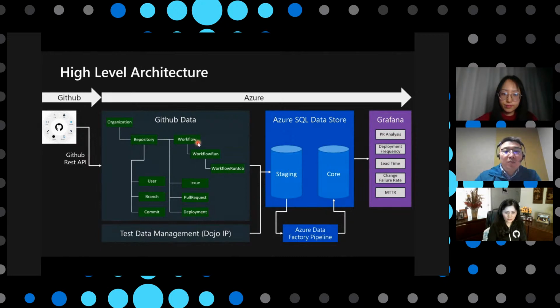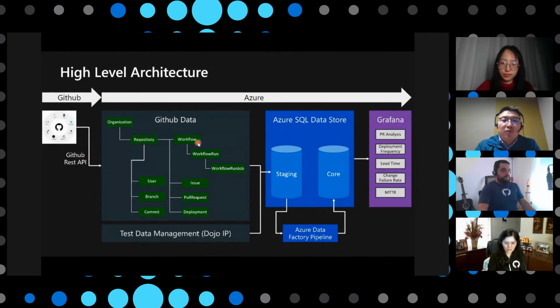The next thing is the workflow, which is Actions, the result of the instances of actions. So we collect the workflow, the workflow run, and the workflow run job, which is the actual result of each workflow. With all of this information, we get this raw data into a staging database in Azure. So that's a staging area.